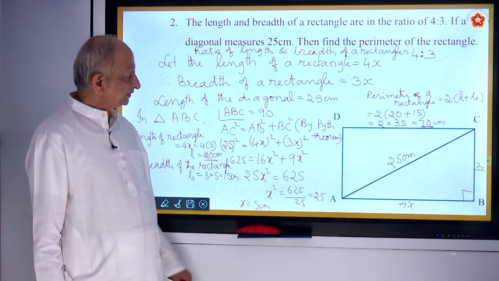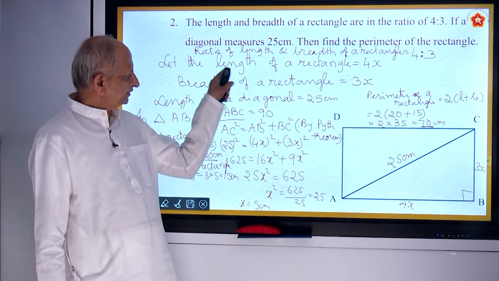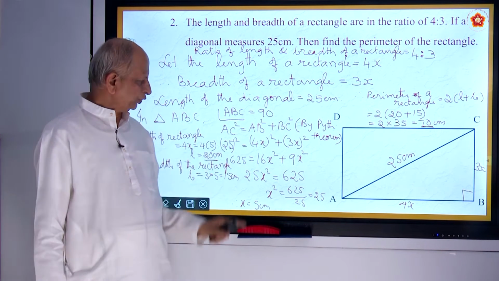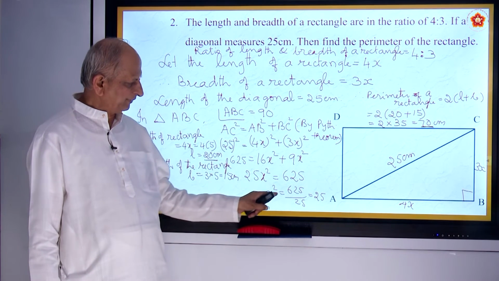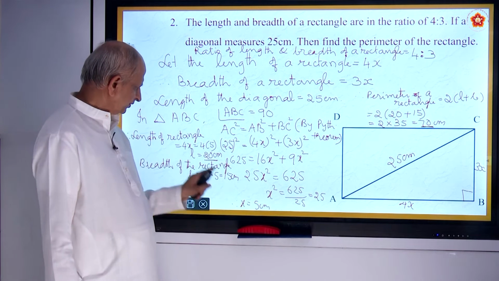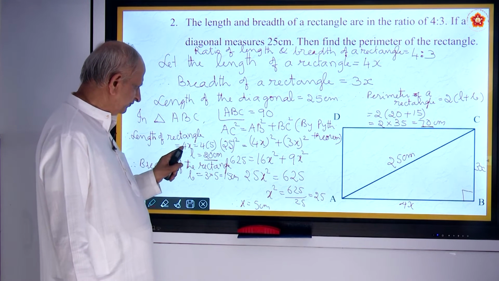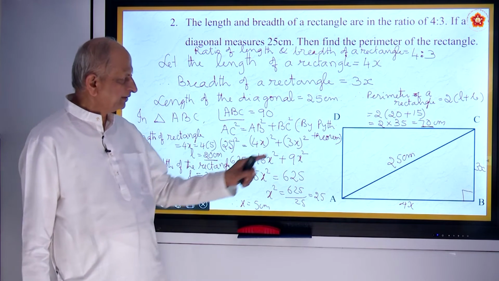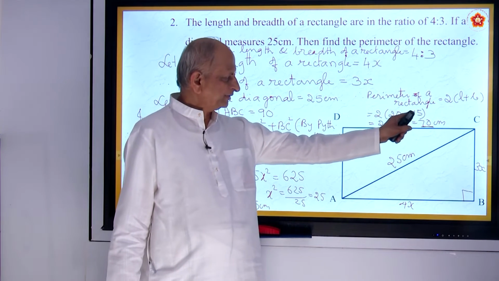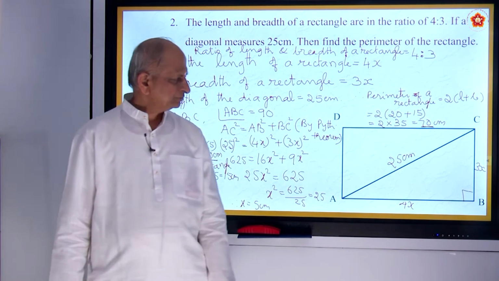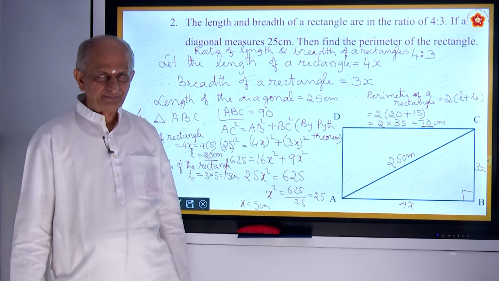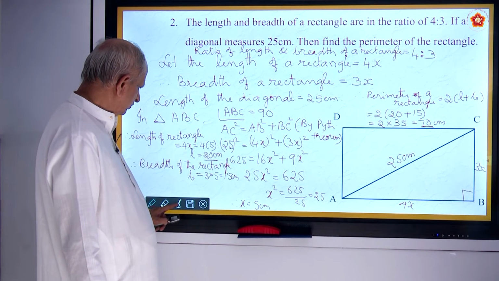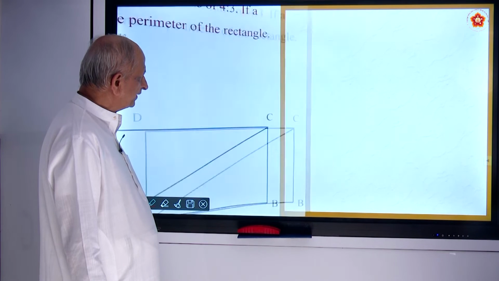So, what have you done first? We have taken the length as 4x, breadth as 3x. Then we used Pythagoras theorem. We got the value of x. Then we got the rectangle length as 4x, breadth as 3x, 20 and 15. 2 into length plus breadth. So, 2 into 35. Okay. Wrote it down? Okay. We will find the next problem.